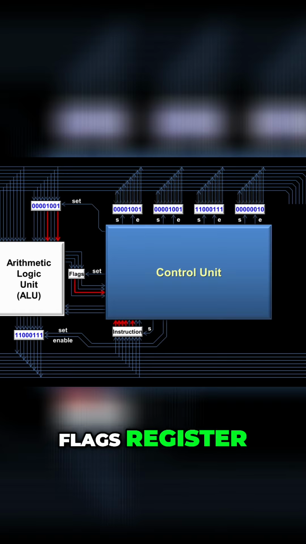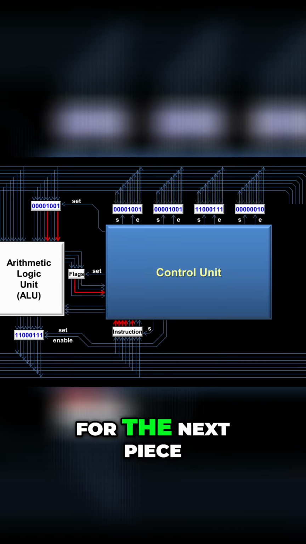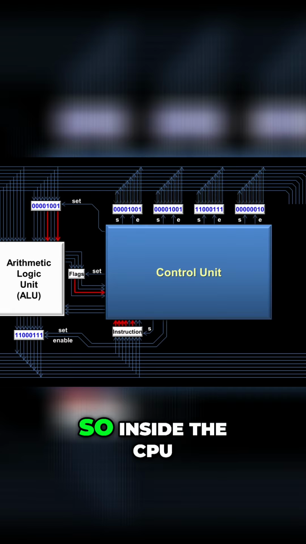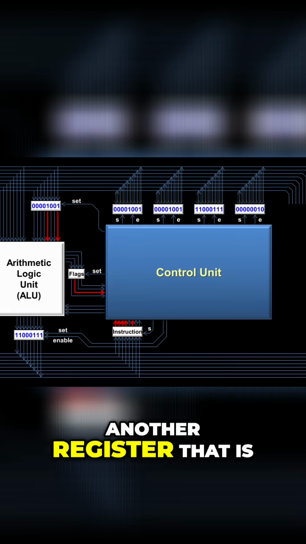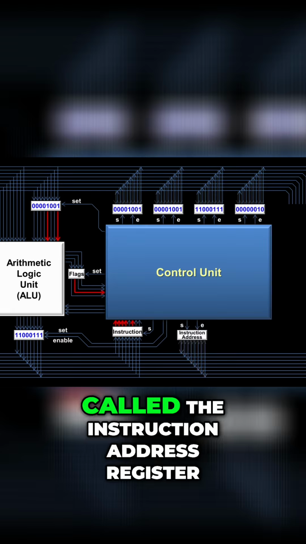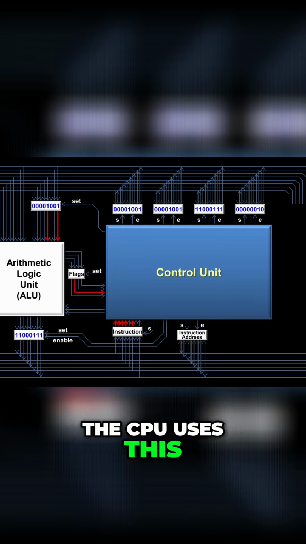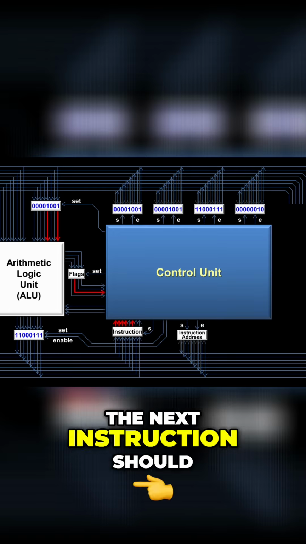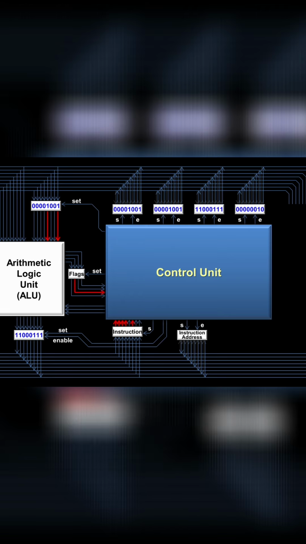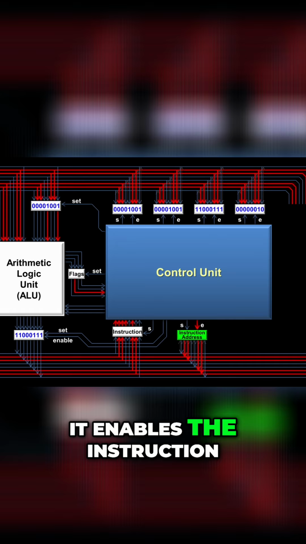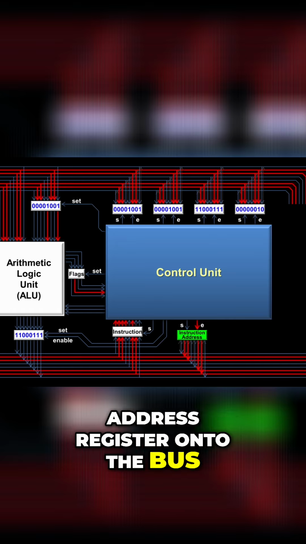So now that we're finished with the compare instruction and our flags are saved in the flags register, we need to tell RAM that we're ready for the next piece of data, in this case the next instruction. So inside the CPU, another register that is very important is what's called the instruction address register. The CPU uses this register to know where the next instruction should come from in RAM. When the CPU is ready for the next instruction, it enables the instruction address register onto the bus.